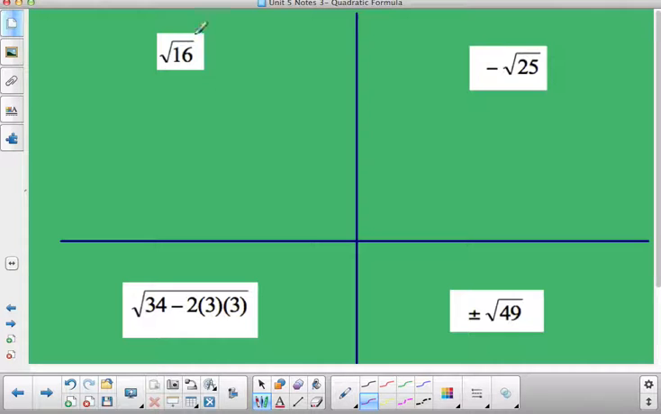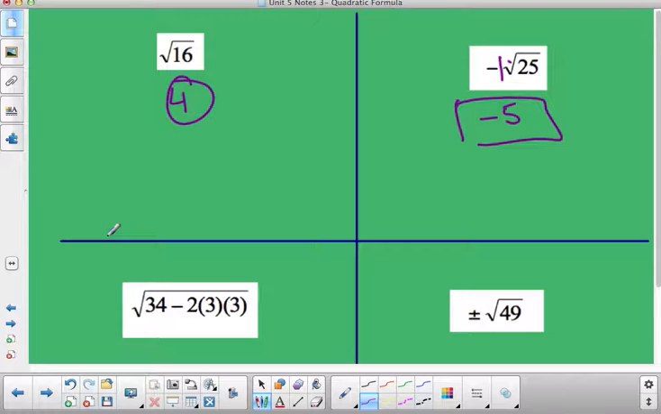Now, we all know that the square root of 16 is going to give me positive 4. When I throw a negative out front, like in the next one over, the negative square root of 25, take the square root of 25, and that's 5, but then make it negative, so I'm looking at negative 5 there. It's kind of like saying multiply by a negative 1. So that makes that 5 a negative.